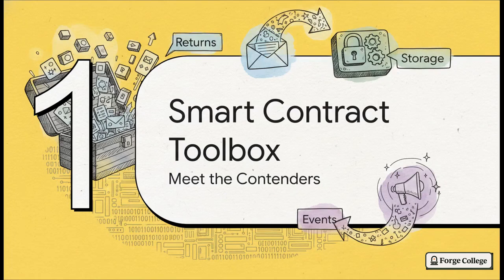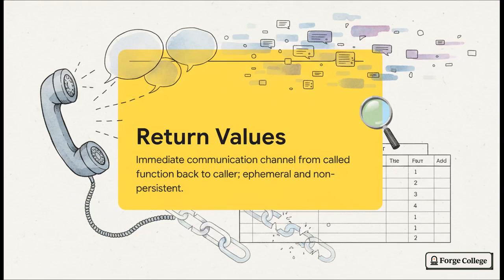Okay, Section 1. The Smart Contract Toolbox. Meet the contenders. So, to build truly cost-effective smart contracts, we really have to choose between three fundamentally different data tools. First up, we have returns. Think of returns like a quick phone call. They're immediate communication channels straight from a called function back to whoever called it. But just like a phone call, they're completely ephemeral. The second you hang up, poof, there is zero public record kept on the blockchain. They are strictly for immediate consumption right there at runtime.